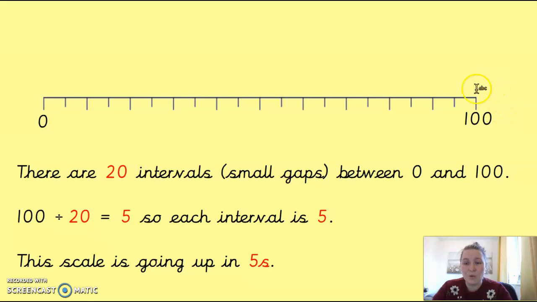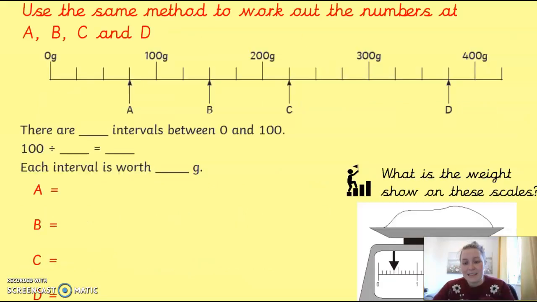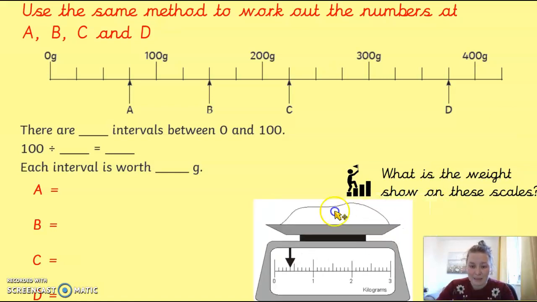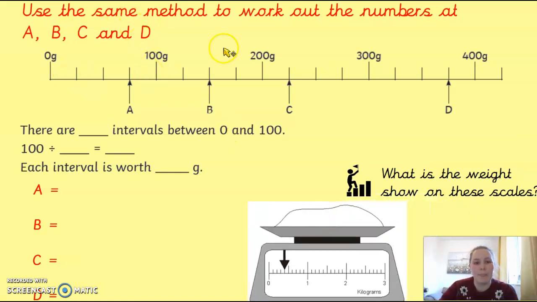So 0 to 100 is 100, so we have to take that amount and divide it by the number of intervals we've got. Okay, so that's 20. 100 divided by 20 is 5, so each jump, each interval, is 5. The scale goes up in 5s, so 5, 10, 15, etc. Let's try and apply that here. So let's do it together.